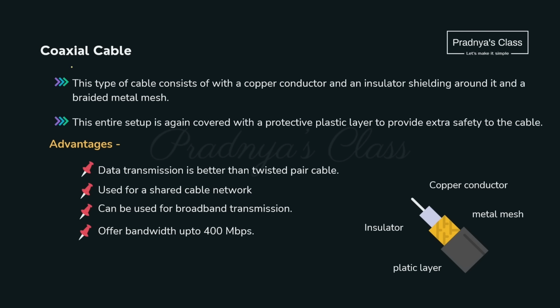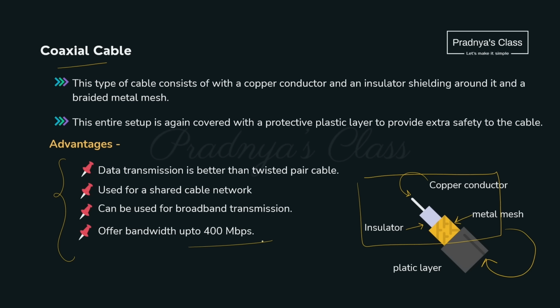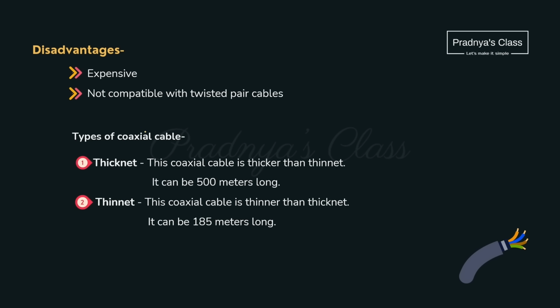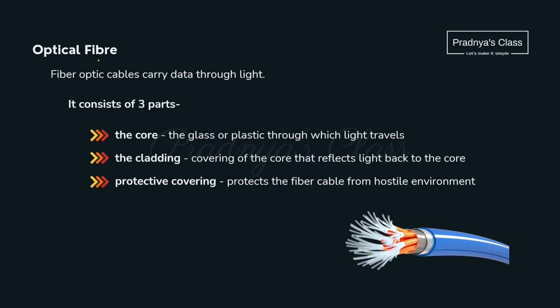Here is the second guided media, that is coaxial cable. Look at the diagram. It consists of a copper conductor, an insulator and a metal mesh around that. And this entire setup will be covered in a plastic layer. Then what are the advantages? Obviously, it will provide more bandwidth. That's why it is better than the previous one. It is generally used for cable networks. It also has two types, thick net and thin net. And here are some of the disadvantages. It is expensive.